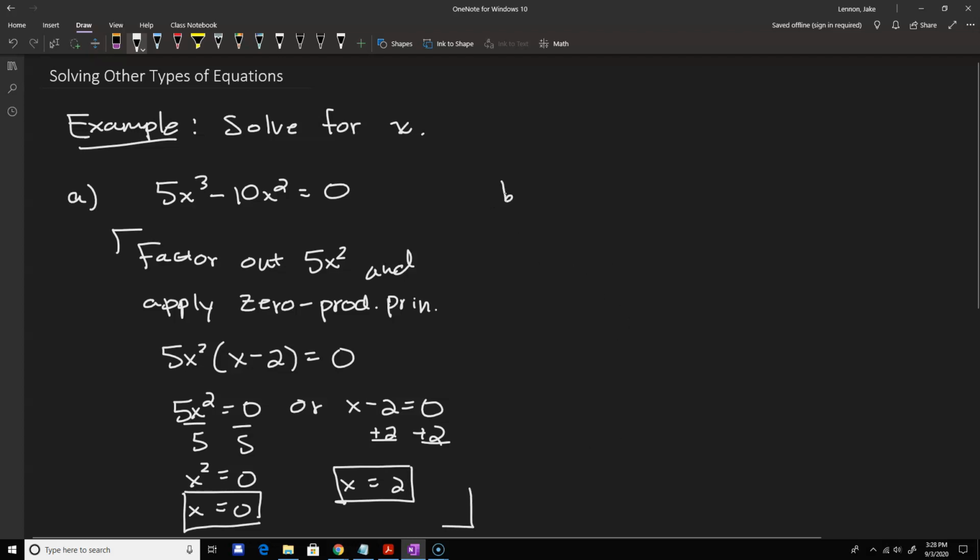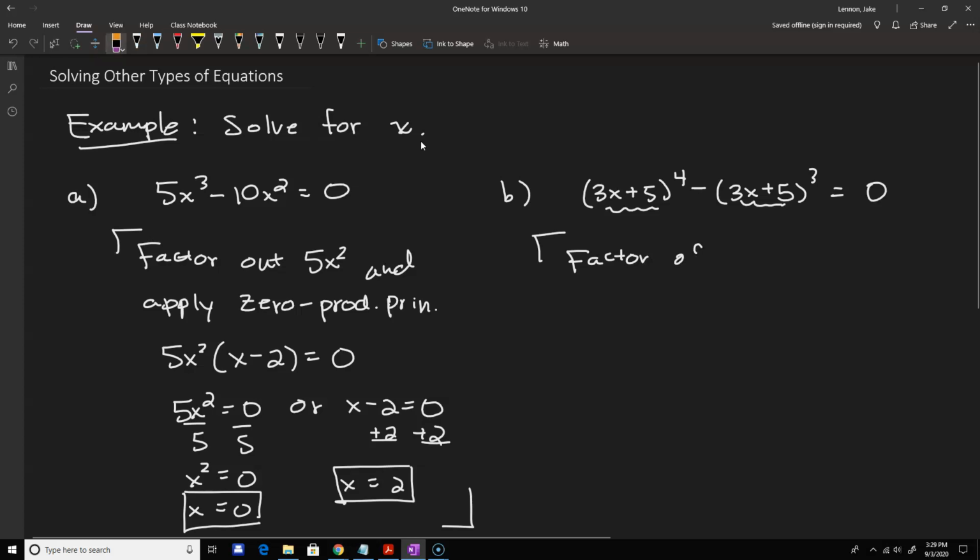The second one will have a slightly trickier variable substitution, but it'll still be the same technique. So let's say we have the equation (3x + 5)^4 minus (3x + 5)^3 equals 0. Well, this one's similar, but now we're actually factoring out the common binomial that's in both parts. So we want to factor out the biggest power of that common binomial that we see, which is (3x + 5) to the third. So we want to factor out (3x + 5)^3.